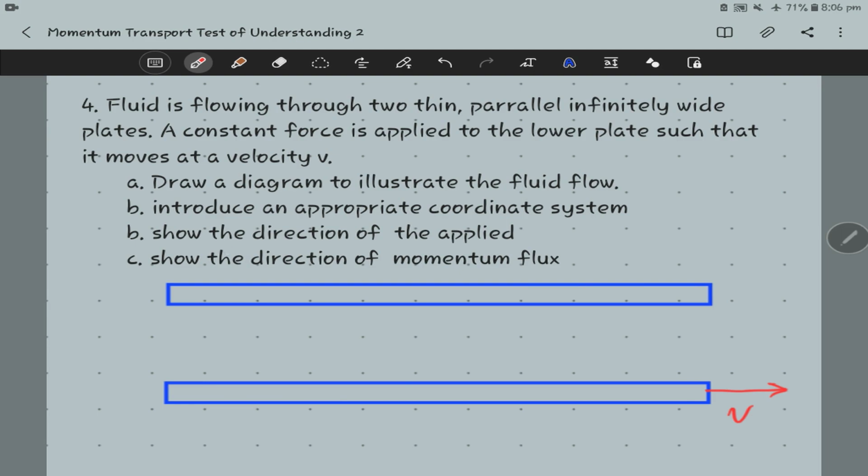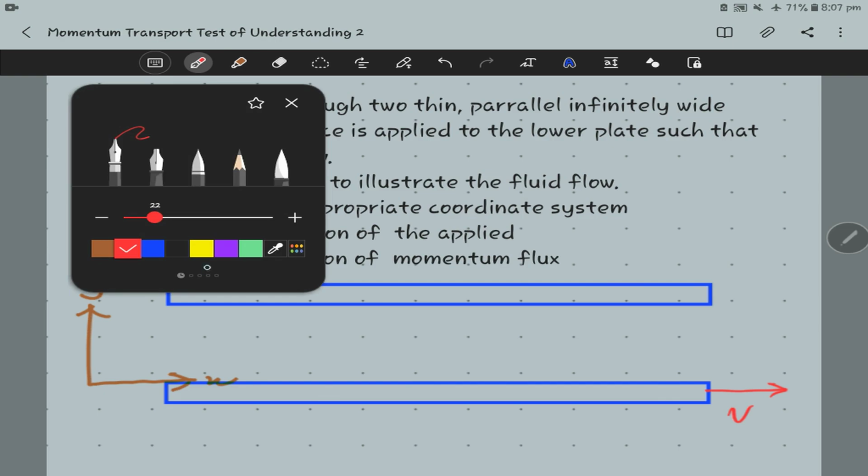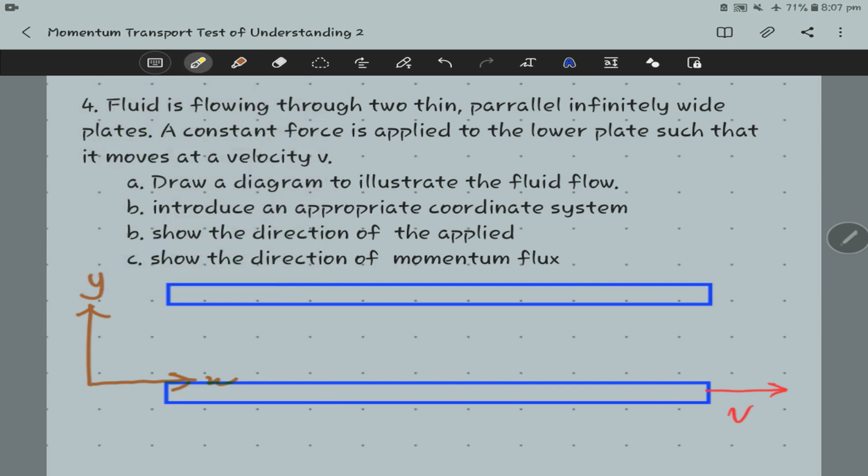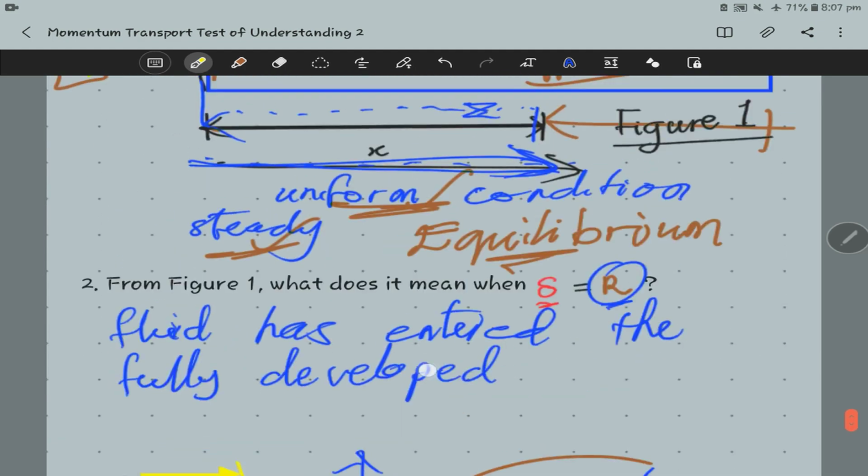So introduce an appropriate coordinate system. Because there are two plates, what do you think the coordinate system will be? We'll have something of this sort, right? So we have an x here, we have a y here. It's actually a rectangular coordinate system, right? And show the direction of the applied force. We've shown that, which is this, has a velocity v, right? And now we are asked to show the direction of the momentum flux. Before we do that, we have to show actually what's happening to the fluid, right? So let's see. Before the fluid enters, it will be something of this sort. Let's try and get something from here.